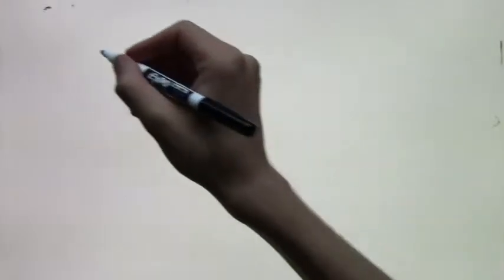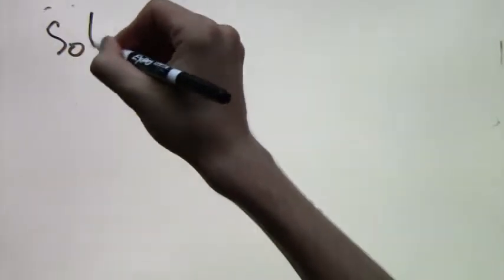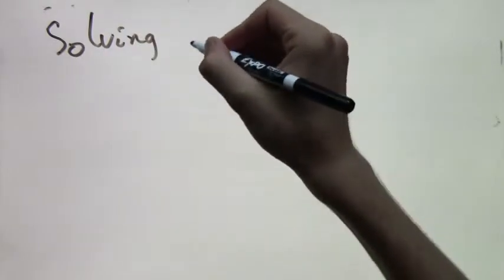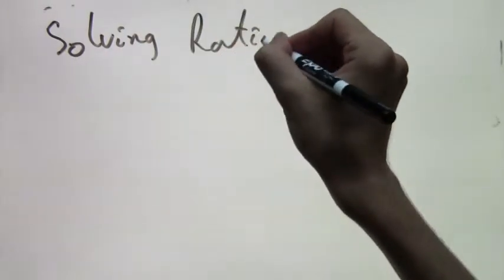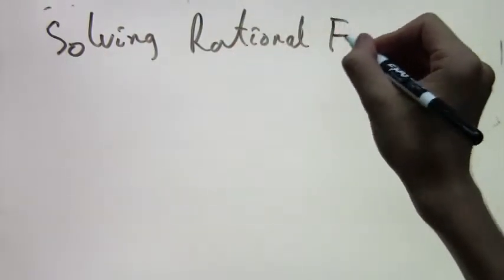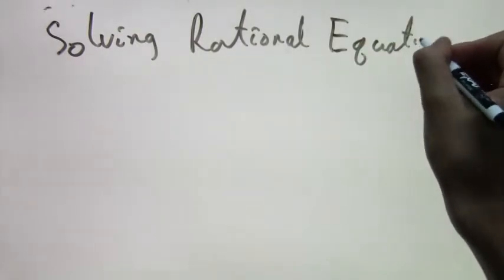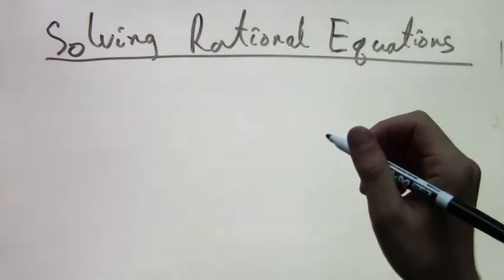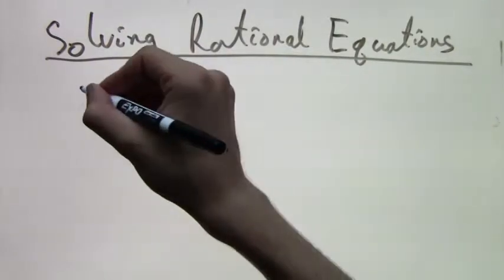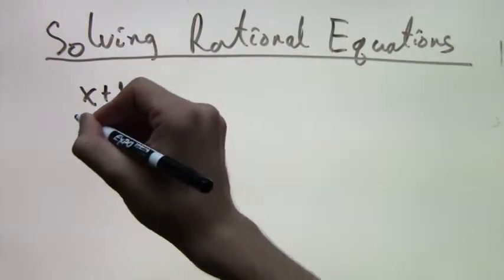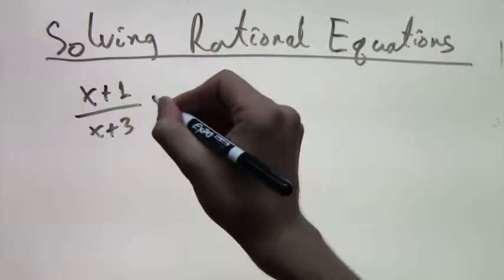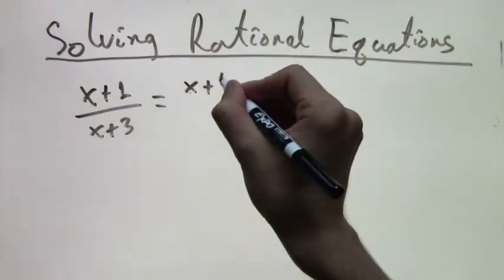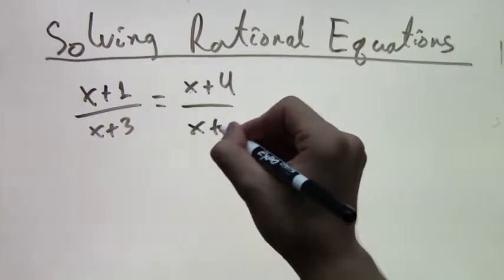In this video lesson, we will learn how to solve rational equations. So what do we mean by rational equations? Well, we can just start with an example. These are really closely related to rational functions. You'll see why. So here's an example. x plus 1 over x plus 3 equals x plus 4 over x plus 8.